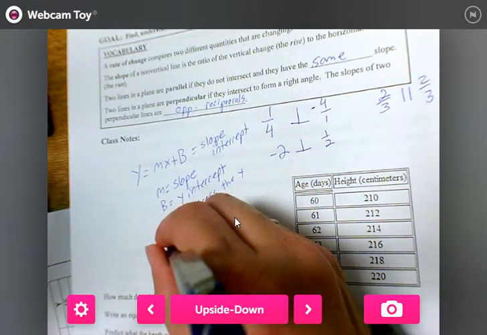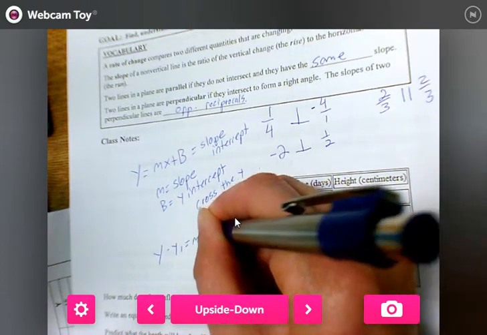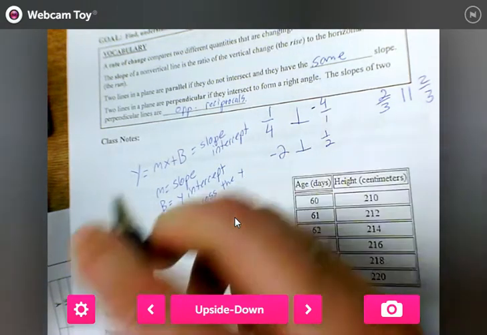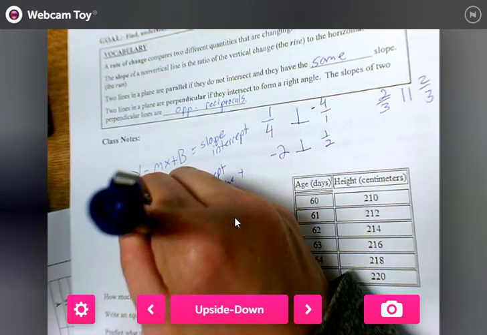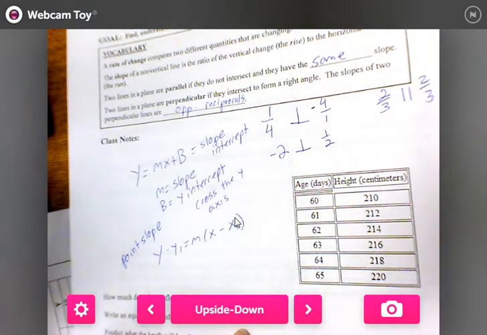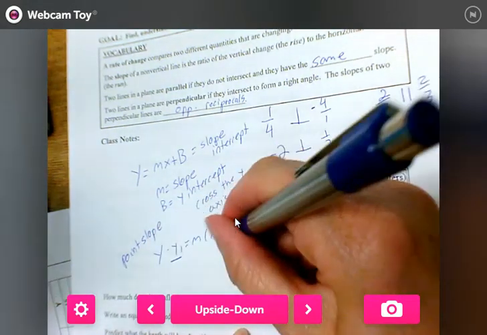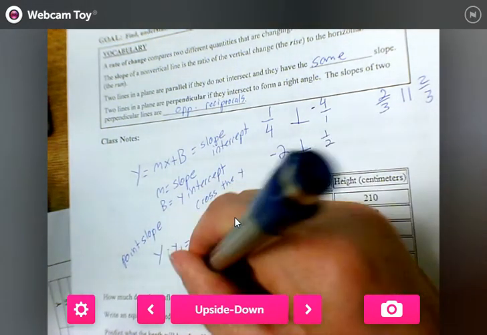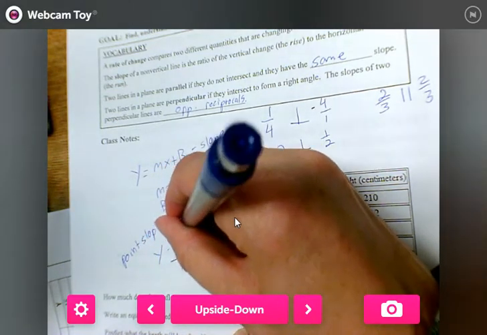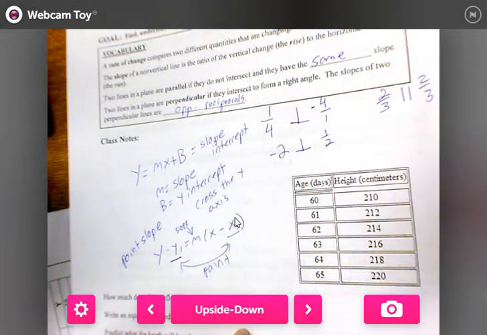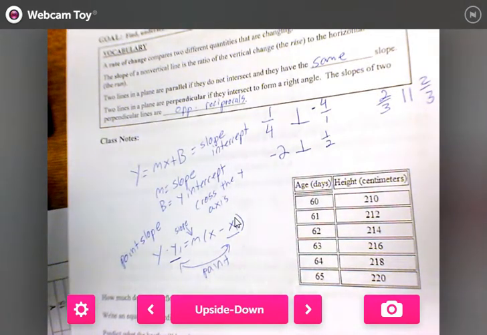And now we're going to talk about point-slope form: y - y1 = m(x - x1). We talked a little bit about this yesterday. This is point-slope. It's when you have a point and a slope. That's your point, and that's your slope. That's when you don't know the y-intercept.